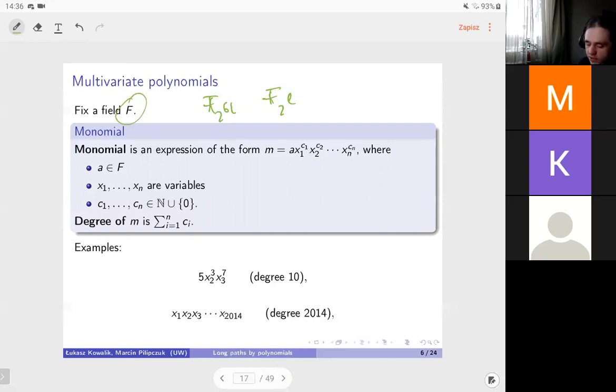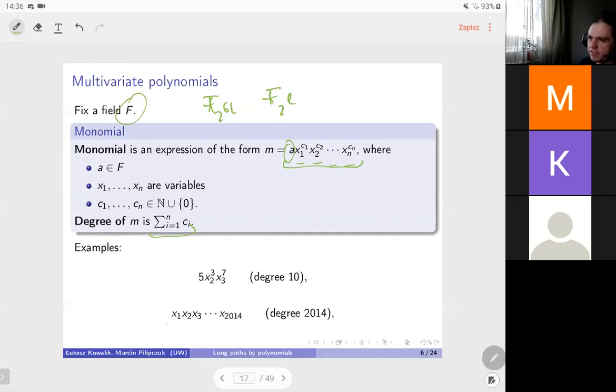Let's make some common language here. A monomial is something where there's no addition, yeah? There are some variables with some powers, and there's some coefficient up front of it. The degree of this monomial is the sum of the degrees of the x's. Okay, and here you have an example.